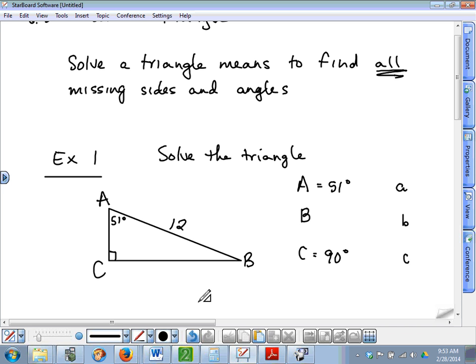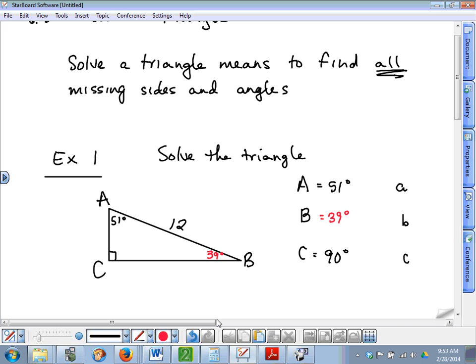C is 90 degrees. And we can actually find angle B without having to use trigonometry, without having to use sine, cosine, or tangent. This one's going to be pretty easy. This was from last unit. If we have two angles already and we're just trying to find a third angle, you add the two and subtract from 180. So the missing angle was pretty easy to find. It was 39 degrees. B equals 39 degrees. So we have all the angle measures now.